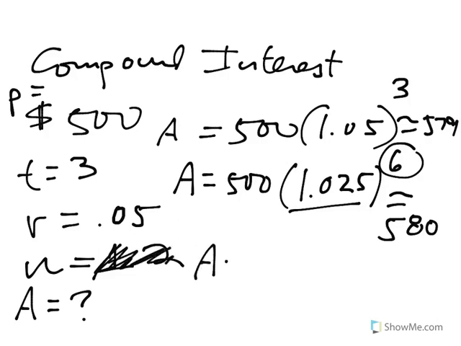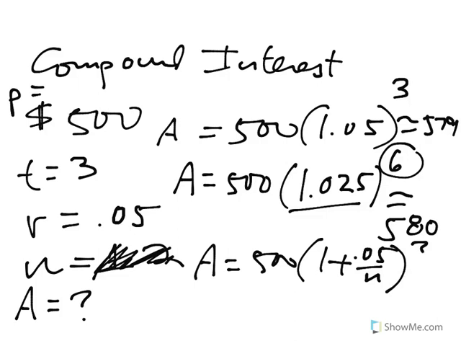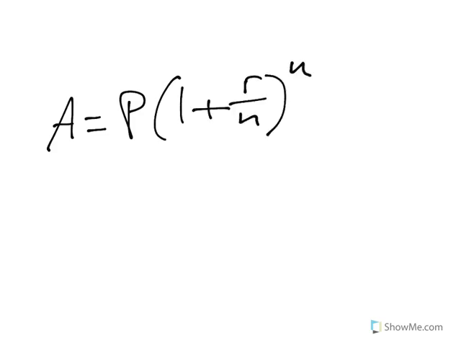In general, it would be 500 times 1 plus 0.05 over n, where n is the number of compoundings, to the 3n power. And if I make n a really large number, we're going to get a formula for that in a second. In general, the formula for compound interest is principal times 1 plus r over n to the nt power. But I can't plug infinity in for n. That's called continuous compounding. But I'll show you a specific example.